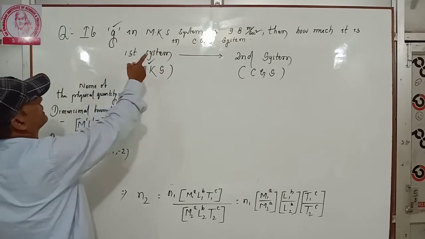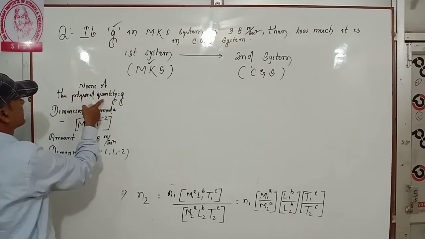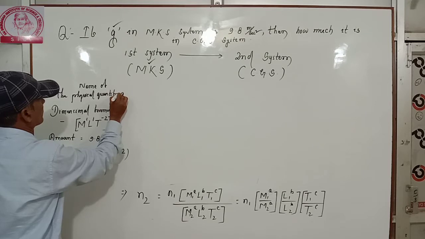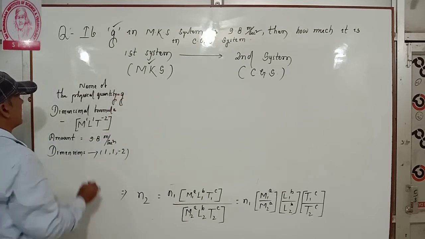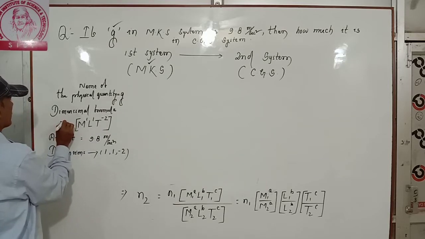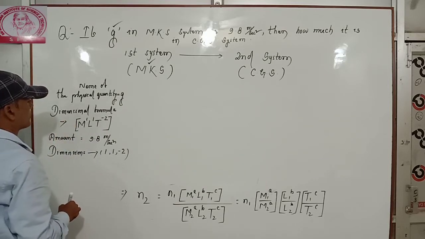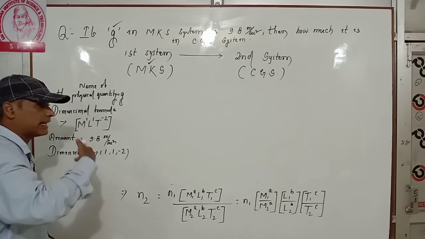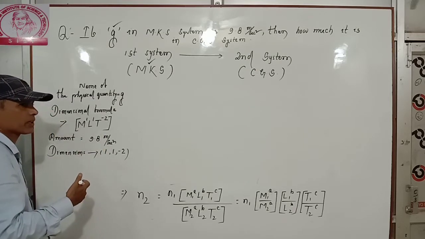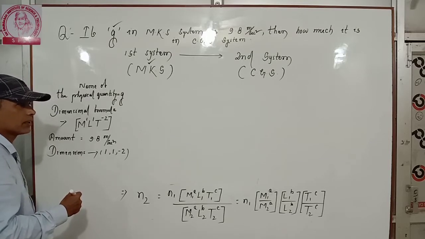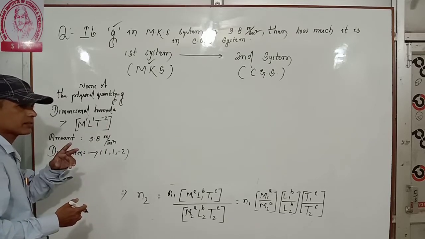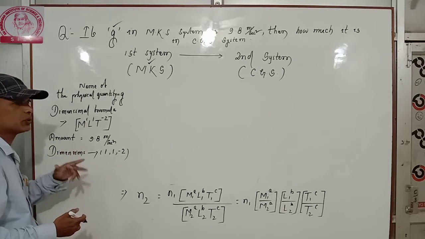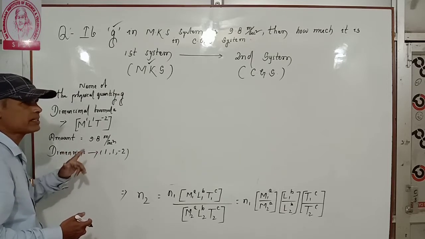Check it again. If G in MKS system, name of the physical quantity is G. Dimensional formula M1 L1 T minus 2. No, this is not the dimensional formula of G. So when you recheck it, it is mandatory while doing a problem in physics to repeat the given data twice. Unless you repeat it, you cannot know where the fault is. So it is mostly essential.